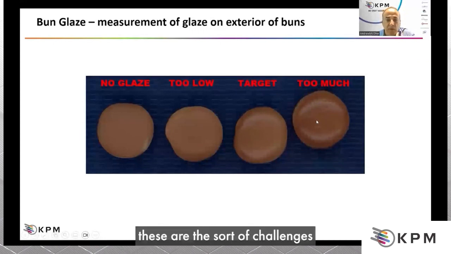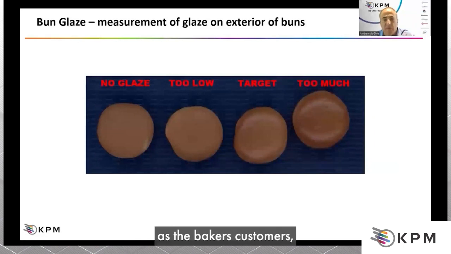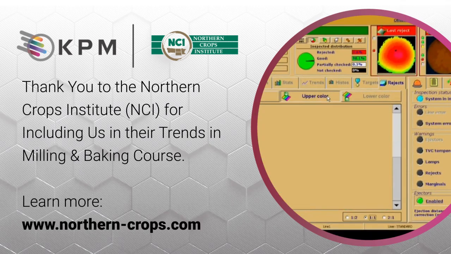And again, these are the sort of challenges that come along as the bakers' customers want to have something new and different, and we have to respond to that.